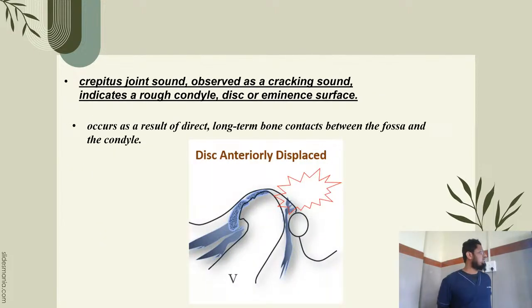Coming to the next, that is crepitus joint sound. It is observed as a cracking sound coming from the joint. It indicates a rough condyle as well as disc or the eminence surfaces. It occurs as a result of direct and long-term bone contacts between the fossa and the condyle.